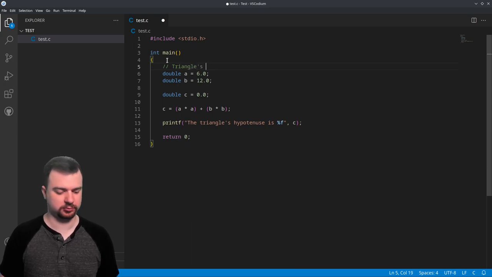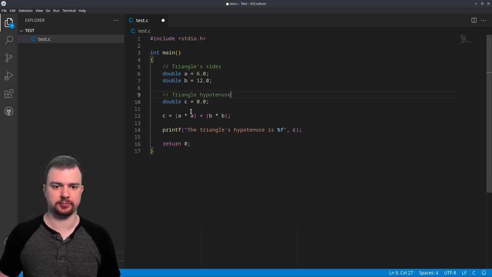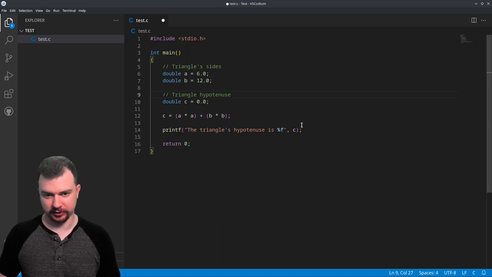Just identifying the variables and whatnot, and this I'm not going to identify real quick just because I'm going to change this a few times in a second.